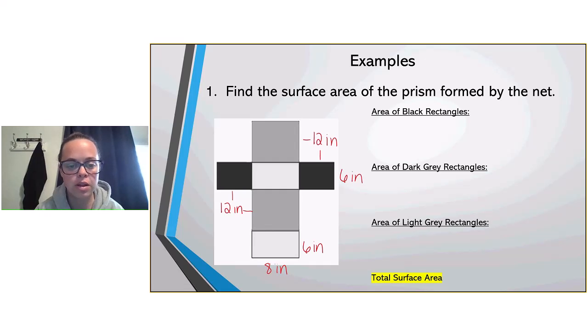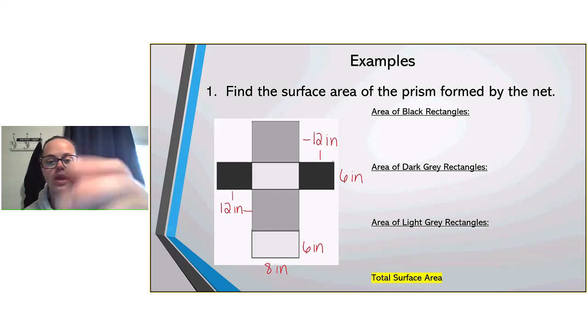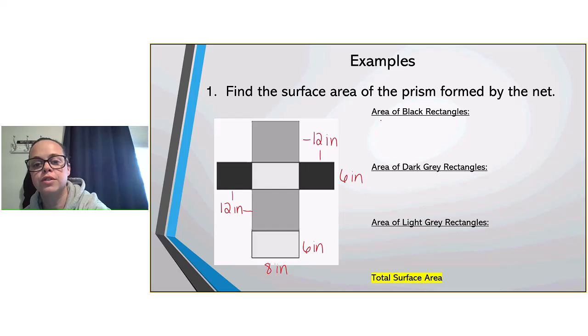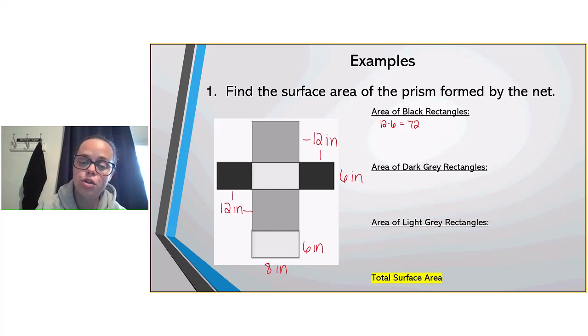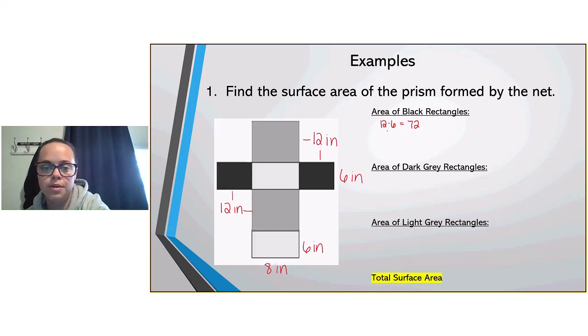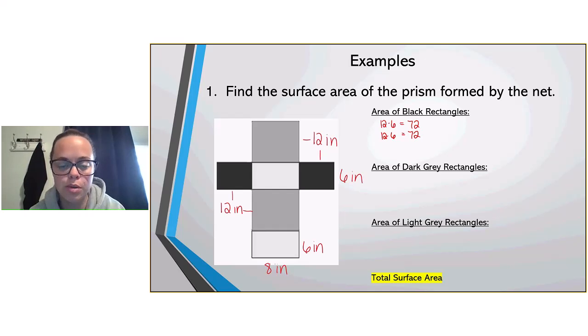If we folded this box up, that would be the length, the width, and the height, and we could find the volume. So for the area of the black rectangles, you can see this black rectangle over on the right hand side does have both dimensions labeled. This is 12 and this is 6. So to find the area of the black rectangle, I'm going to do 12 times 6, and that is 72. There are 2 black rectangles, so the area of both of those black rectangles is 72 each.